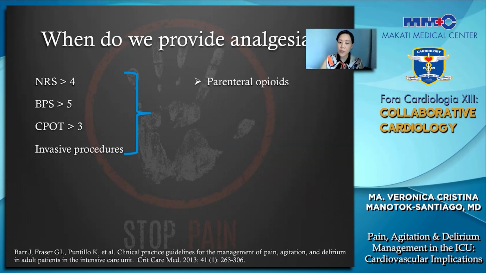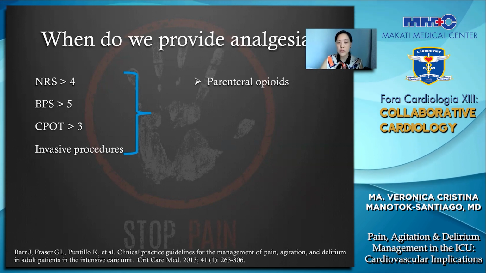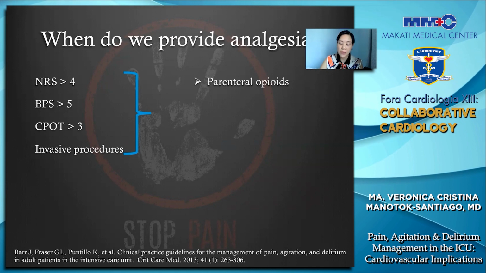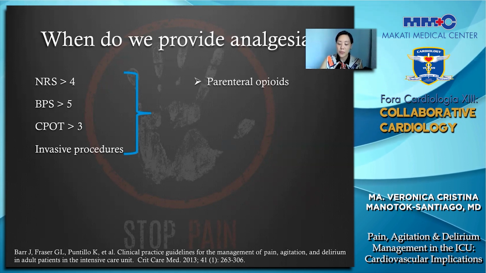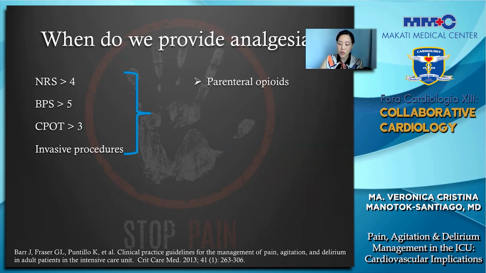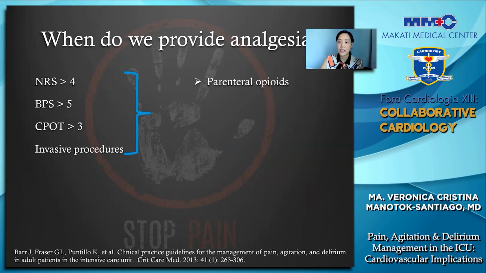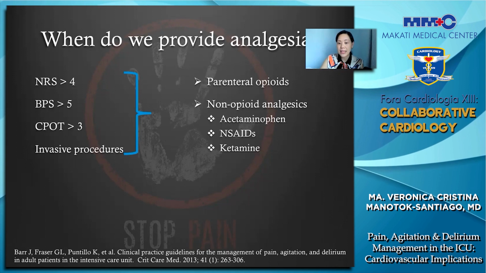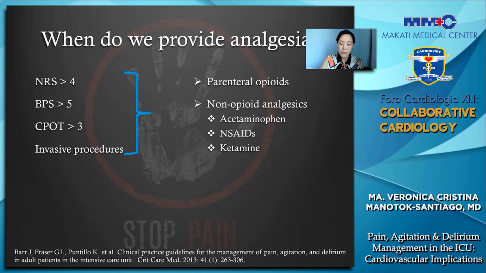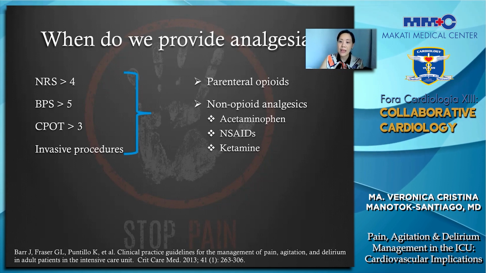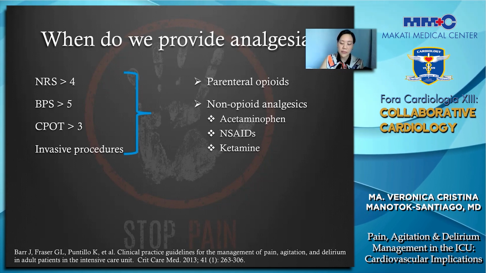But keep in mind that opioids have the potential to induce tolerance over time, resulting in the need for escalating doses to achieve the same analgesic effect. So keep in mind to regularly assess and reassess the pain scores to see if there's really a need to up-titrate our doses. We also have the option of using non-opioid analgesics such as acetaminophen, NSAIDs, and low-dose ketamine. This can help reduce the opioid side effects. These are used as adjunctive therapy.